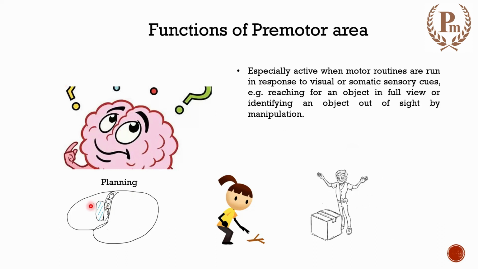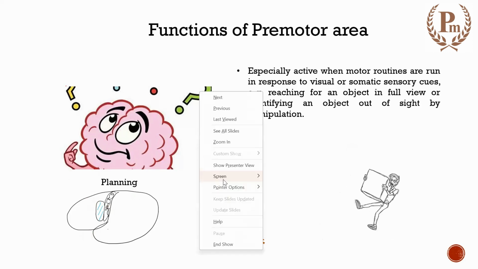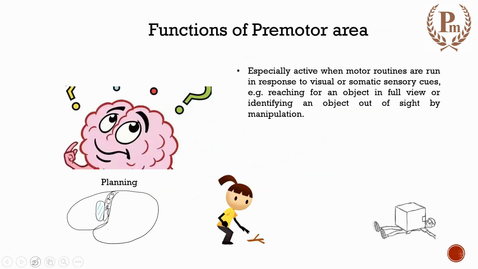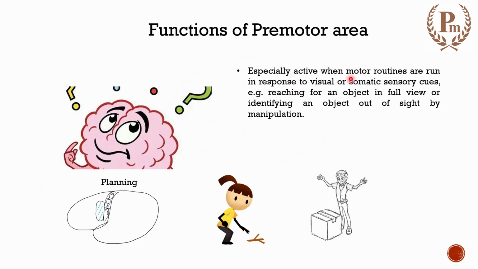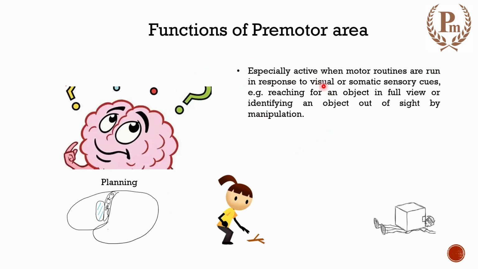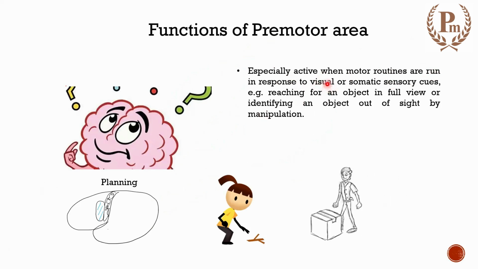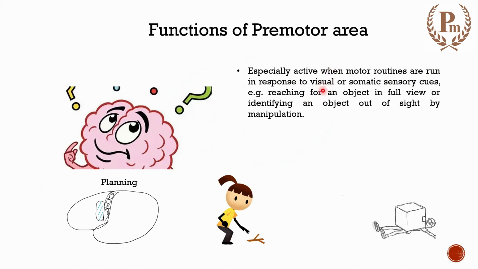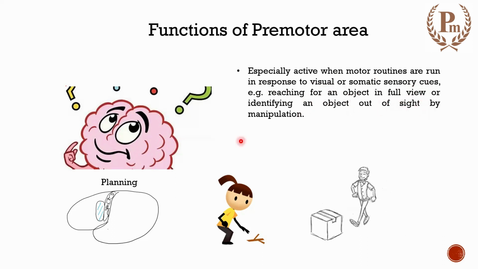So your premotor areas, if I have to go still more, let me take a screen and show you the function of premotor area. What is it? Look here. It is specially active when motor routines are run, a normal activity, in response to visual cues, where you are trying to lift up any object, or you're standing there and you want to pick up a cup of coffee, or do any of those smaller, routine activities. And it is in response to the visual or the somatosensory cues. Reaching out to an object in full view, or identifying an object out of sight by manipulation.